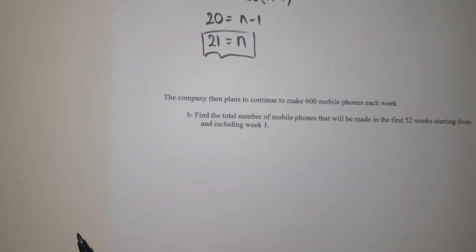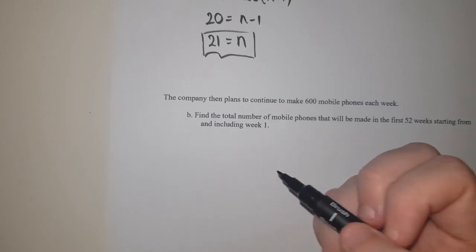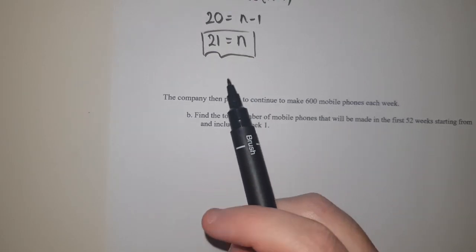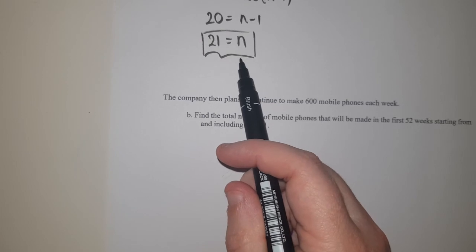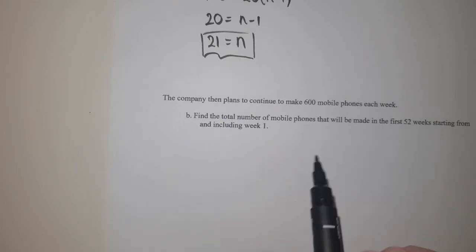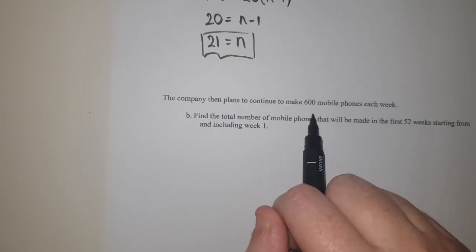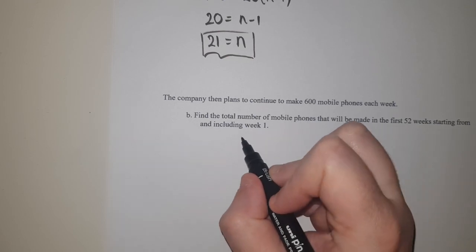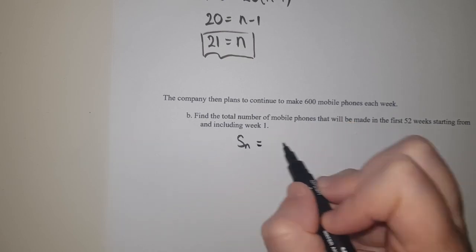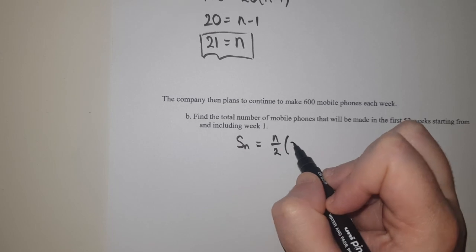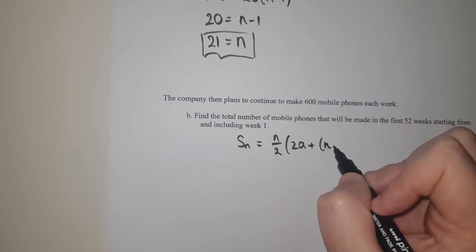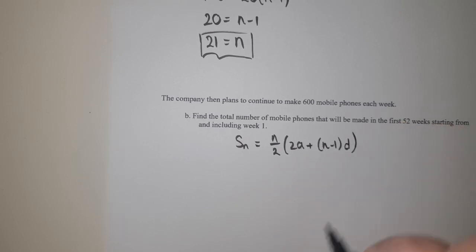Next one, the company then plans to continue to make 600 phones each week. Find the total number of phones that will be made in the first 52 weeks, including week 1. So that means, same as we did last time, you're going to do the sum to 21 weeks, and then after that, the remaining 31 weeks are all going to be at exactly 600. So, sum formula first. Again, this one's the one that's given in the formula booklet. It's the nth term rule you need to remember.